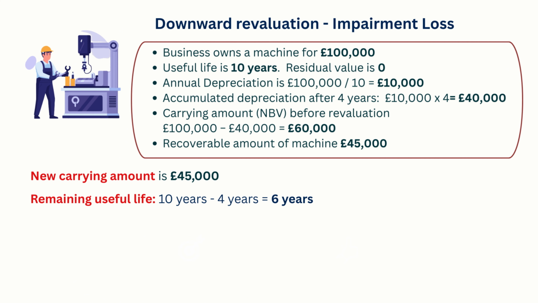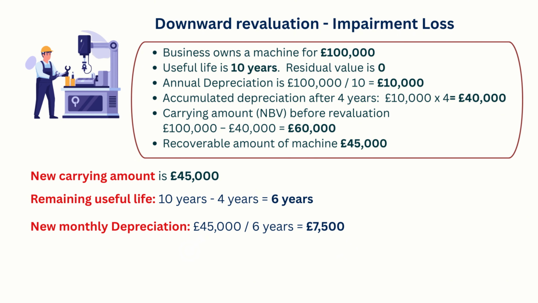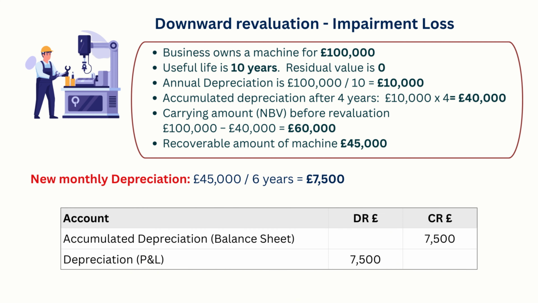Now we must recalculate depreciation based on the new carrying amount and the remaining useful life. Original life is 10 years. Business used 4 years. Remaining life is 6 years. Depreciation will now be £7,500 per year. Notice how depreciation decreases after impairment because we are depreciating a lower asset value.